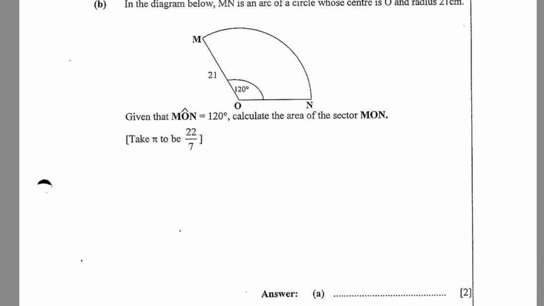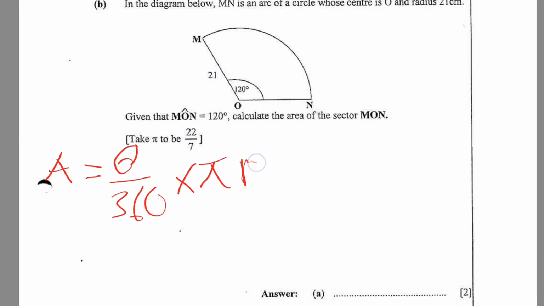So how can you calculate the area? First, you need to know the formula for calculating area. That's very important. So this is the formula. Area is equal to theta over 360 times pi r squared. This is the formula. So it's just a matter of substituting.